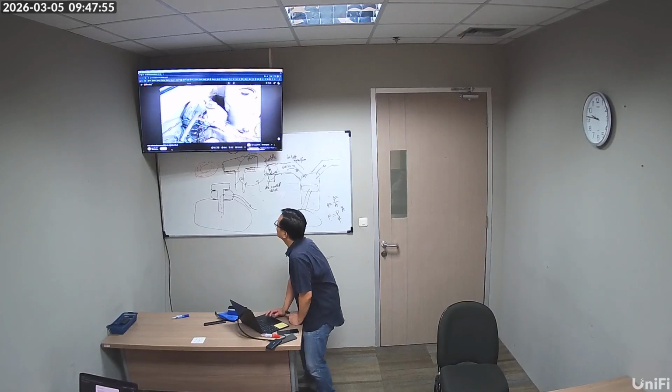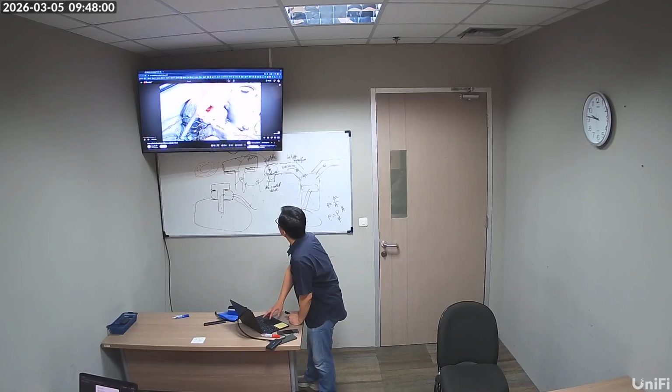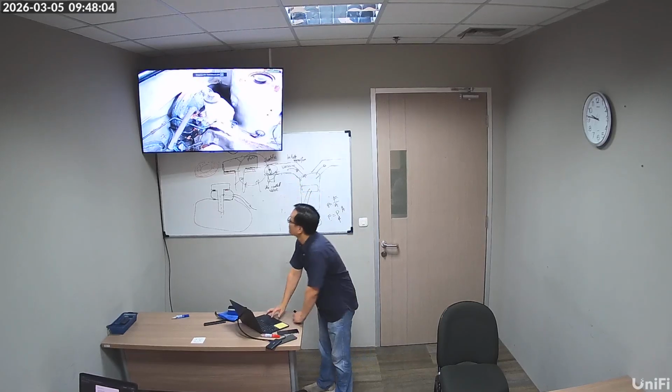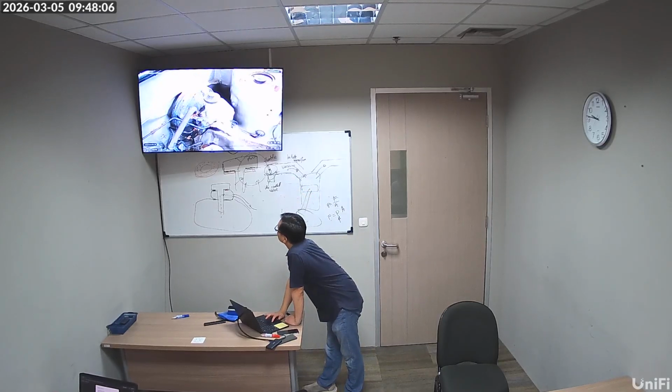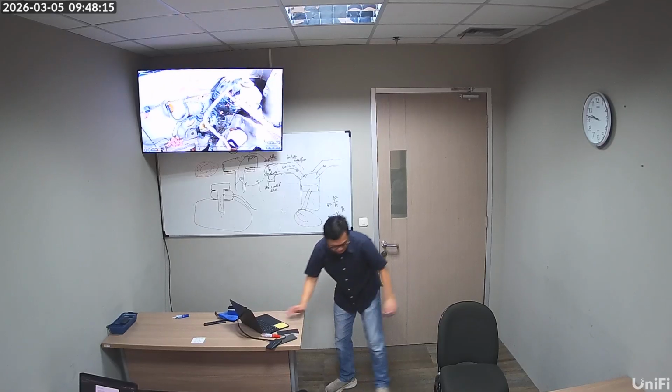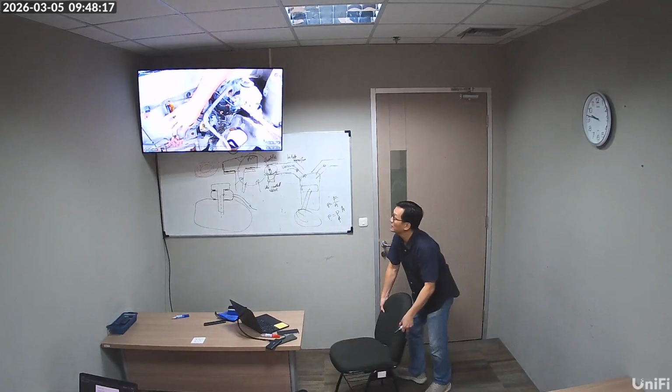Okay, I'm just going to mute that because we know. But I want to show you how it looks in the real world. That's the master cylinder, that's the booster. That's the vacuum line. This is the master cylinder, and this is the reservoir.